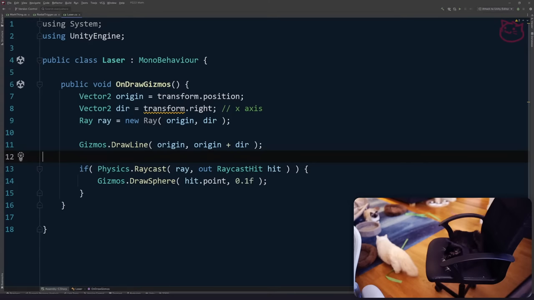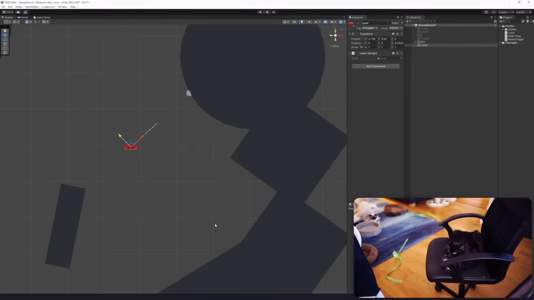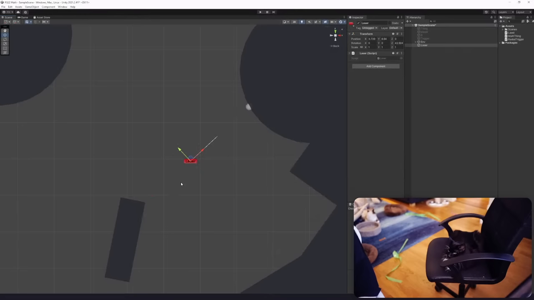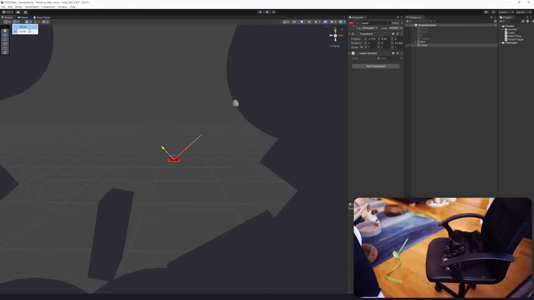Yours isn't working. That's weird. I would check the rotations of your objects, because it is pointing toward the x-axis. So make sure that the x-axis of this object is pointing in the right direction. Make sure your pivot is set to local and not global. And make sure that everything is on the xy plane.